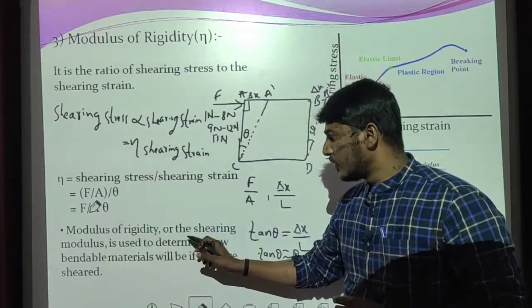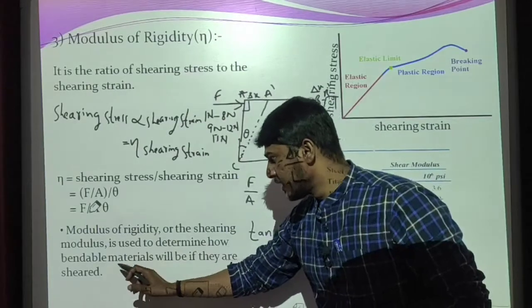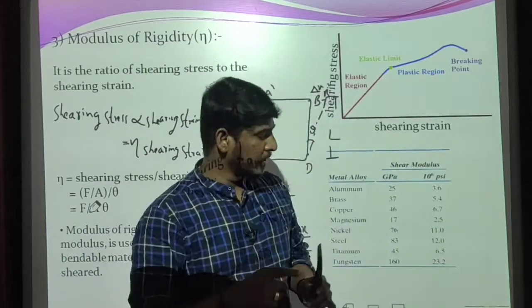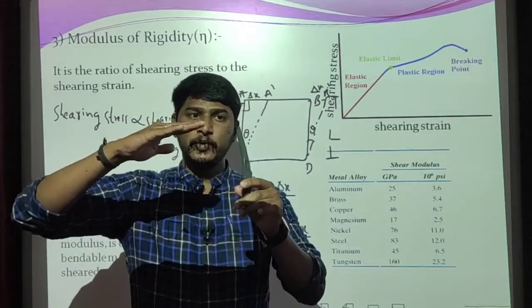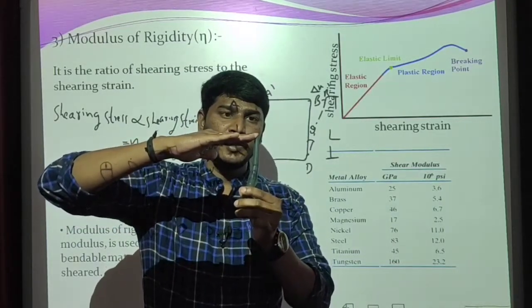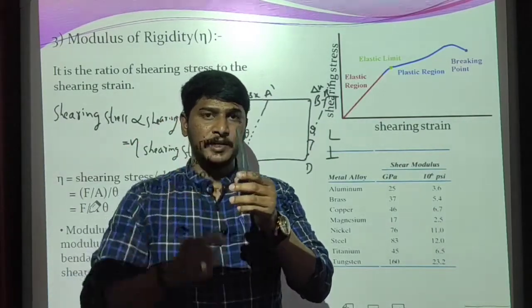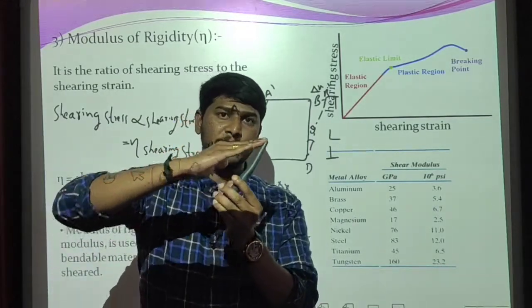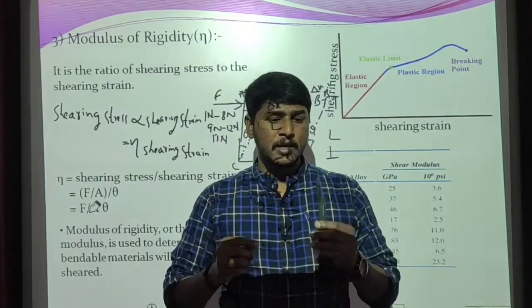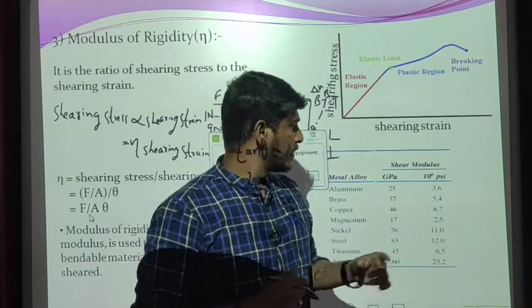Here the modulus of rigidity, or the shearing modulus, is used to determine how bendable materials will be if they are sheared. Let us suppose here I have one material, I am going to apply some shearing stress, then what happens? This body will bend. Let us suppose I take a rubber band, then what happens? It will completely bend. Here modulus of rigidity gives how much a material will bend when we apply a shearing stress.